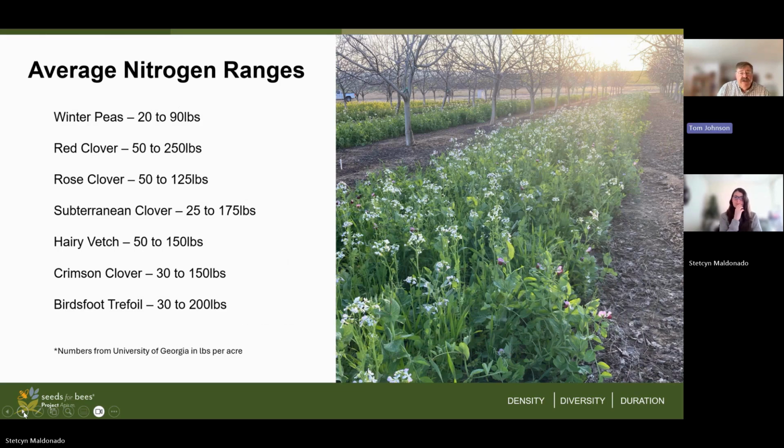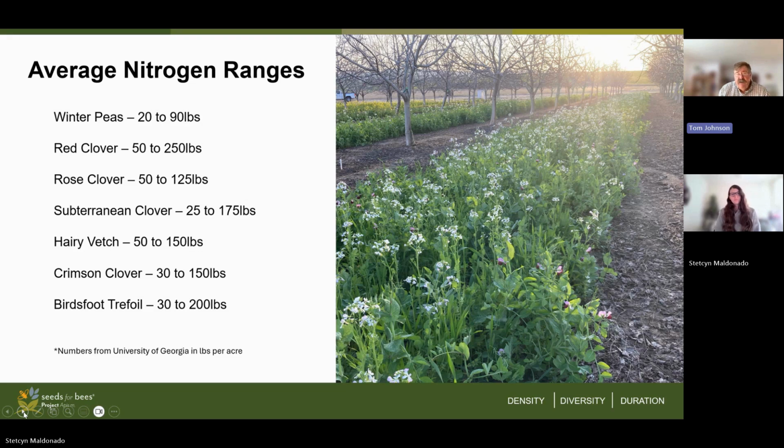And then you can also kind of guesstimate this type of stuff if you want. Average nitrogen ranges. In other words, what they did was they harvested the top growth and did these calculations on it. They may even have done lab work on it, and they may have checked the soil as well. But if you had a good stand of winter peas and you got them up to flowering pretty good, you could get between 20 and 90 pounds of nitrogen out of that cover crop per acre.